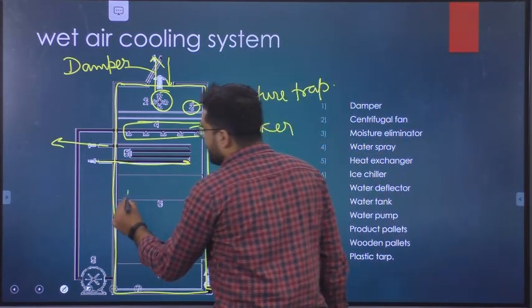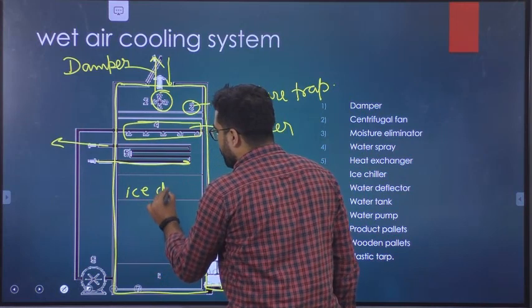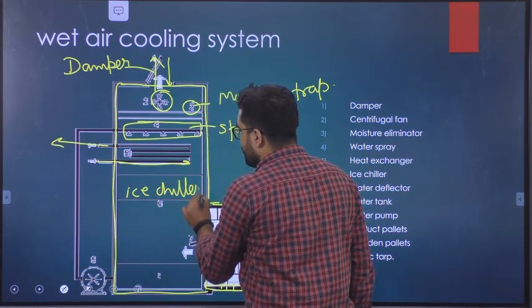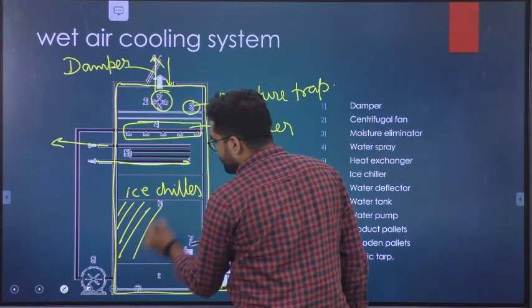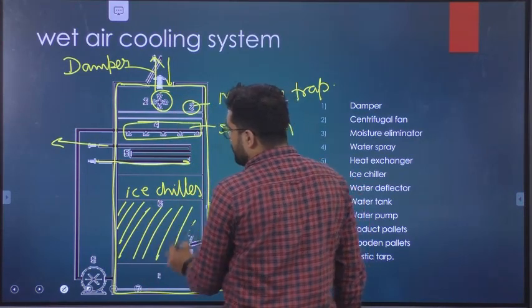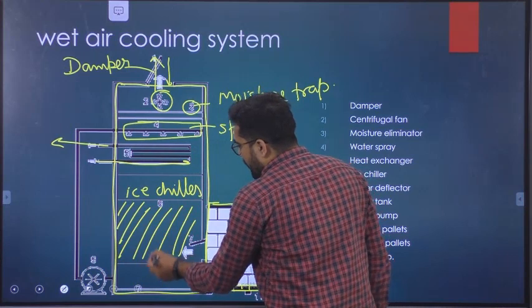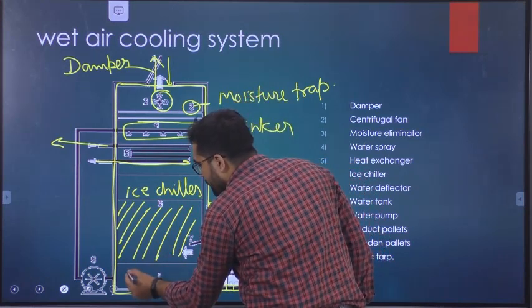So again the temperature of this room can be decreased further. So hence we are using ice. We are spraying cold water also. Okay, this iced water is melting here. So here we are having water sink.